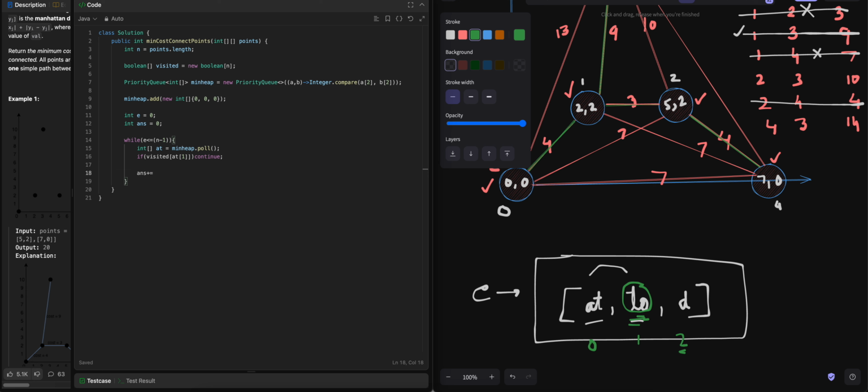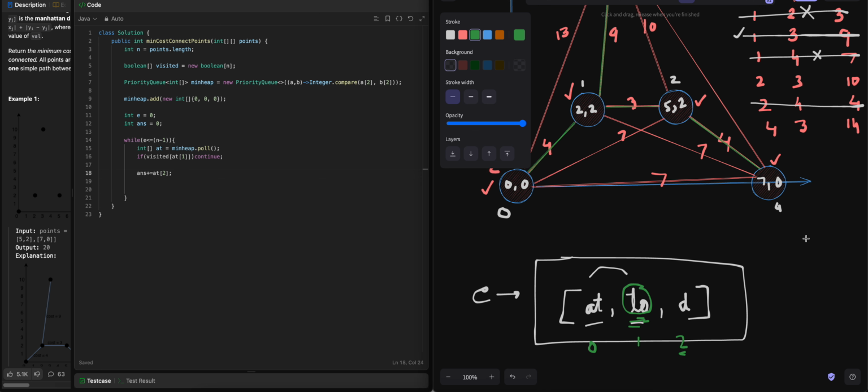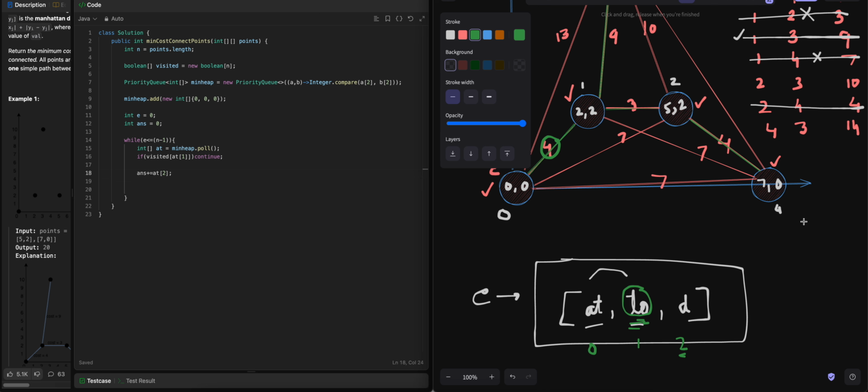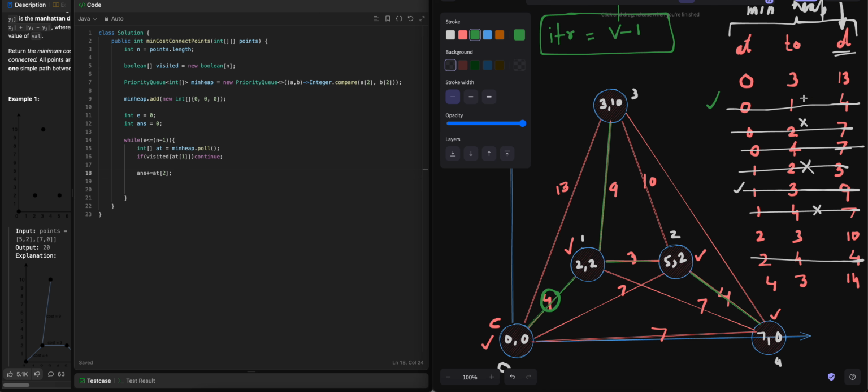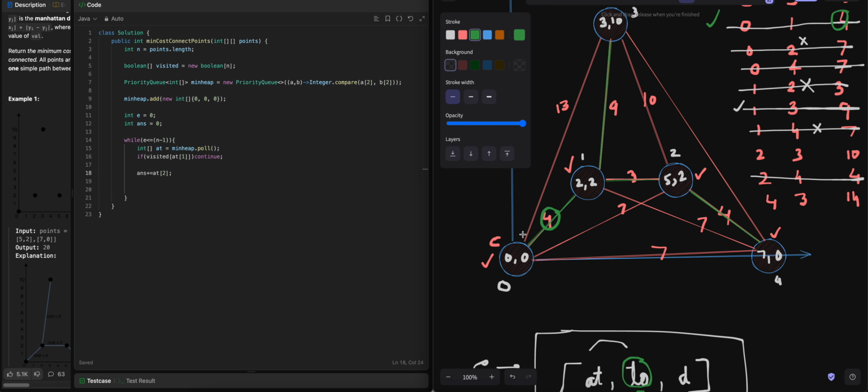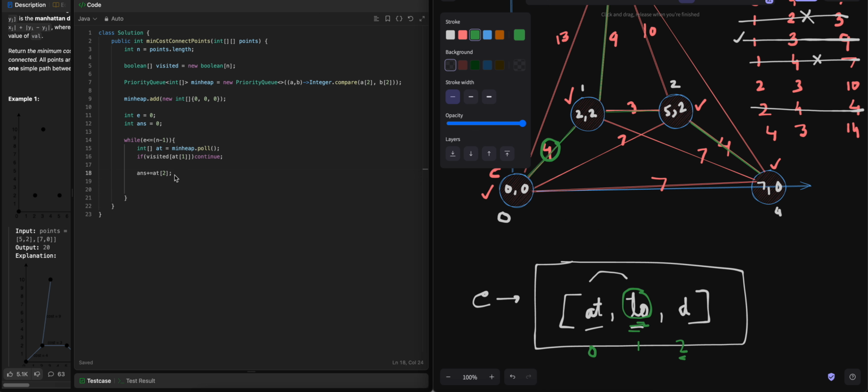Now, what next thing we have to do, if it is not processed, is take whatever distance we have received at this edge and add it to our answer. If it is not already visited and the min heap has popped it, let's say this edge was popped from 0 to 2, the first instance this one was popped. At that time we have to add this value to the answer because this green edge contributes to the answer. That's why we are adding answer plus a[2].